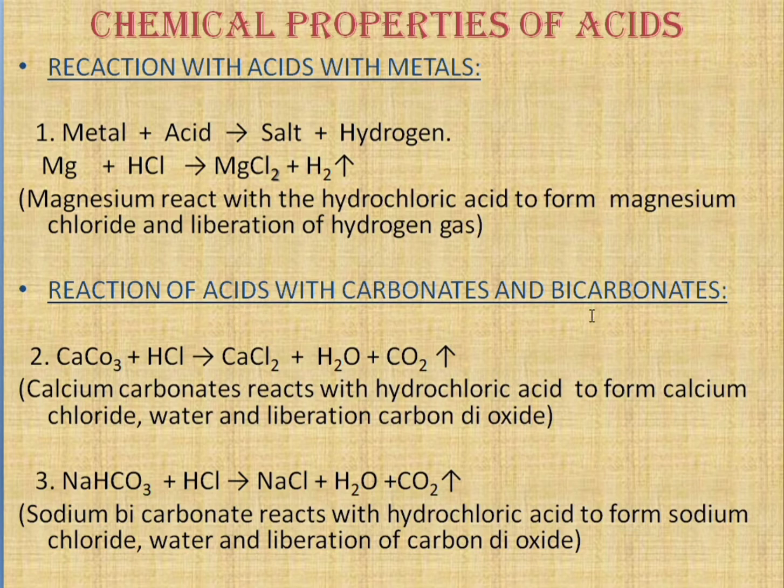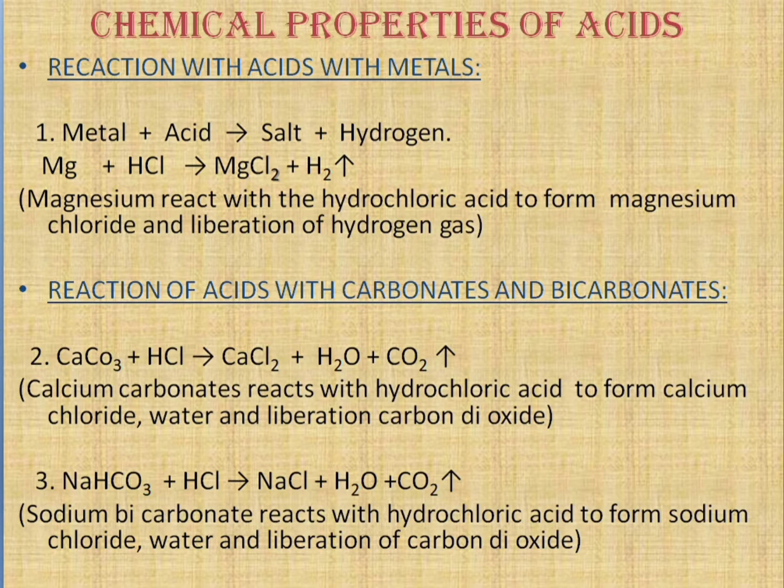Reaction of acids with carbonates and bicarbonates, what happens? Here you can observe. First example: calcium carbonate reacts with HCl, nothing but hydrochloric acid. It forms calcium chloride plus water plus carbon dioxide. Like that, for the reaction of acids with bicarbonates, I have taken sodium bicarbonate. When sodium bicarbonate reacts with hydrochloric acid, it forms NaCl, nothing but salt. NaCl, CaCl2, these are all salts. Salt along with water and carbon dioxide will be produced. So this is about the chemical properties of acids.